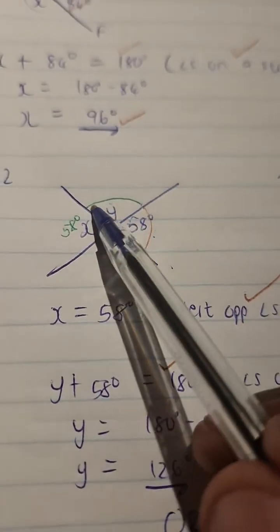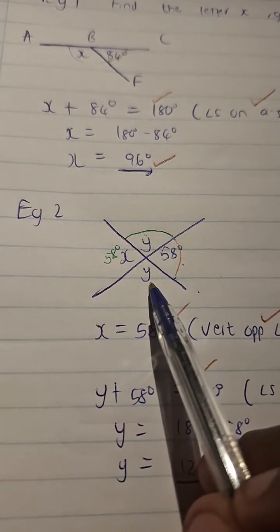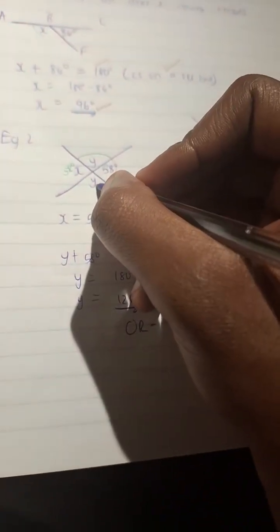What relationship exists between that angle and that angle? We know this would be equal to y as well. Okay, so this would also be equal to y. Why? Because vertically opposite angles are equal. So that's where we would start. We would say that's equal to y.